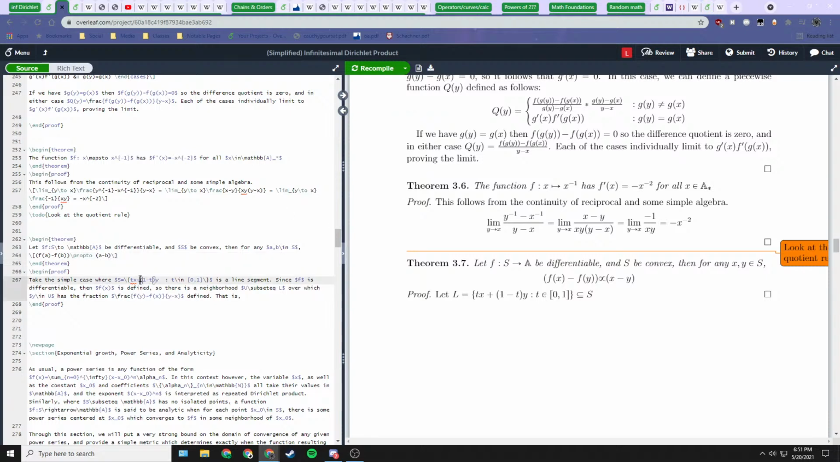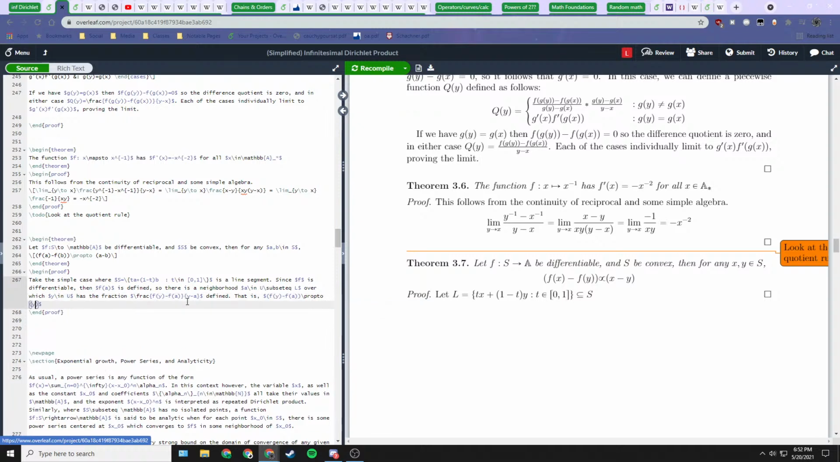So take the simple case where x is a, y is b. So we have a line. f of a is defined. There's a neighborhood, let's say a in U, over which, for y in U, the fraction (f of y minus f of a) over (y minus a) is defined. That is, f of y minus f of a is proportional to y minus a.